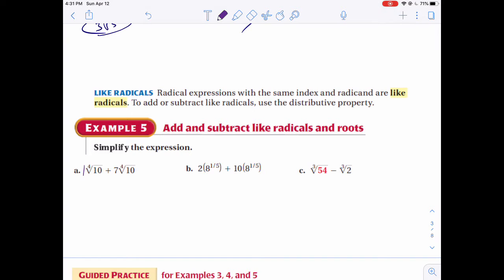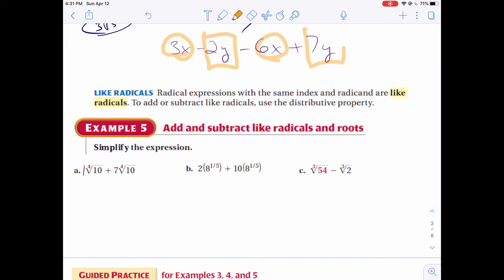So let's try doing some adding and subtracting. Let's see what you know first and see if we can apply that to the new material. When you're adding like terms, let's say you have 3x minus 2y minus 6x plus 7y, you know to combine the like terms. The x's would come together and the y's would come together as well, because they are like terms. But radicals do the same thing. So let's try it out.